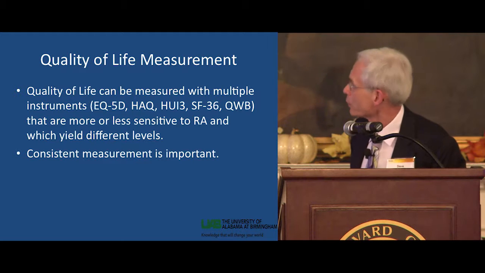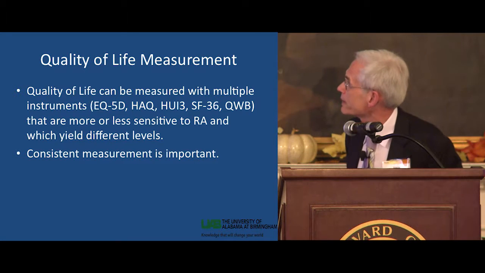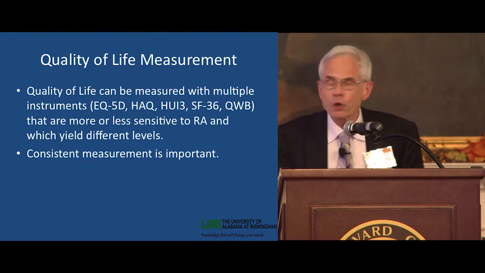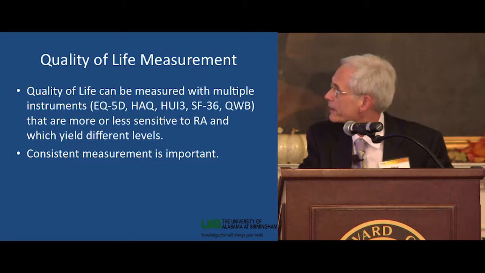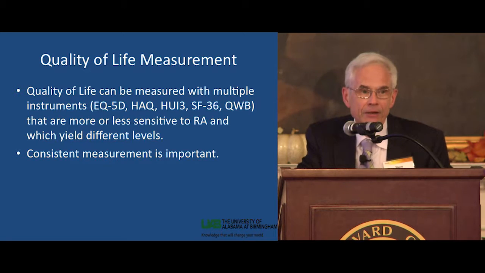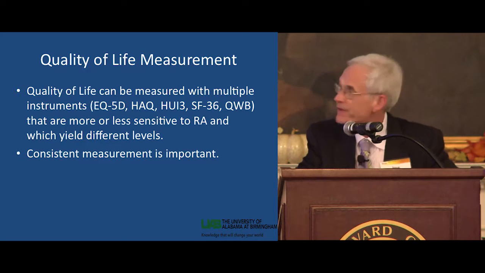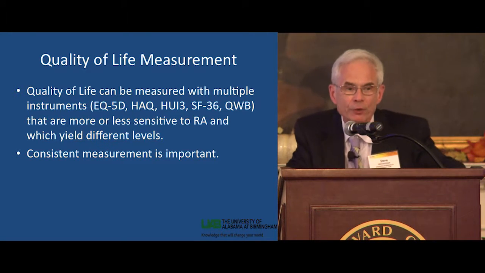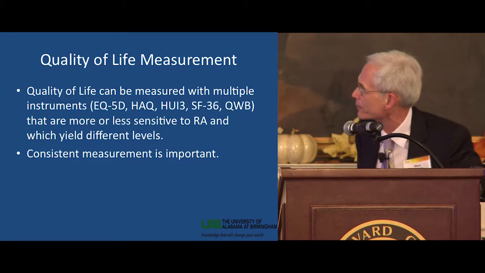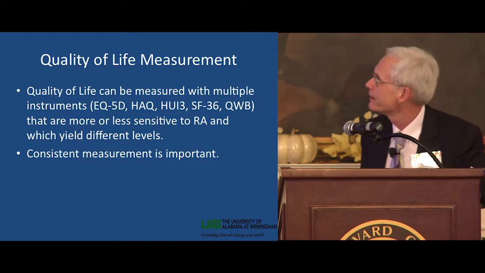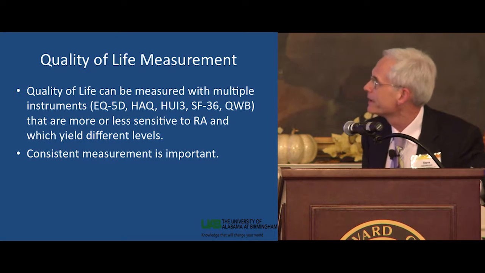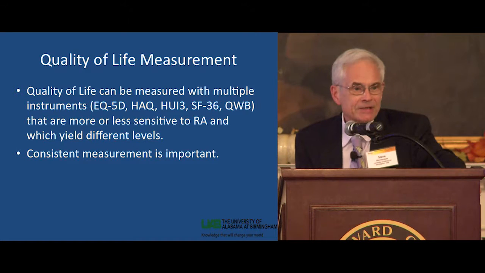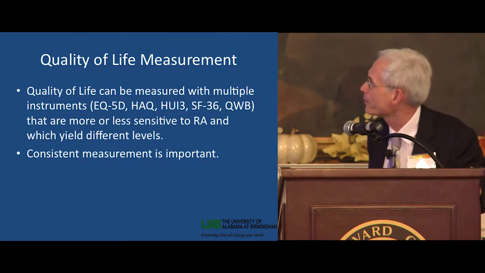Okay, let's talk a little bit about quality of life. There are a whole bunch of systems out there that we use to measure the quality of life of individuals. There are a bunch of different questionnaires. I'll show you an example or two in a moment. There's the EQ-5D, which comes in a couple of different flavors. There's the HAQ. There's the HUI2 and the HUI3. There's the SF-36, and there's the QWB, the Quality of Well-Being Index.